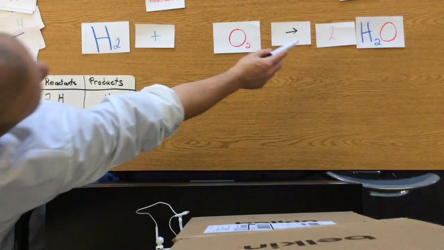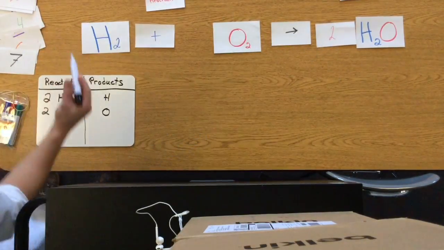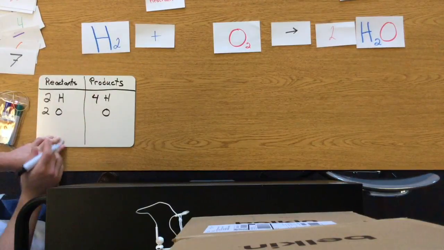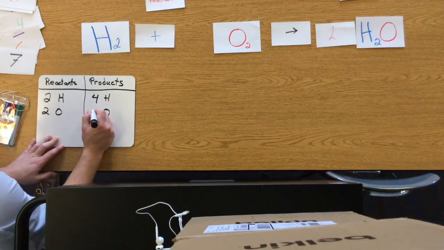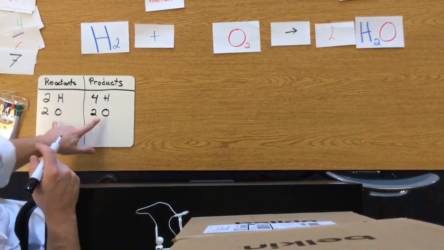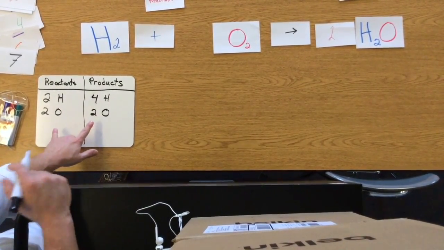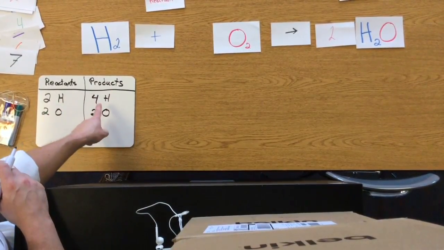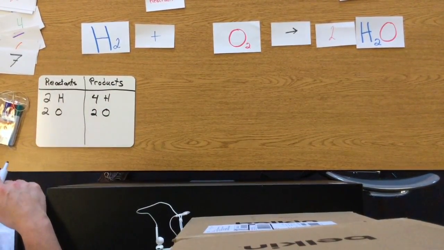If I have 2H2O, now I have 4 hydrogen over here on the product side, and I have 2 oxygen. As you can see, now our oxygens are in balance, but what's not in balance are our hydrogens. Now we have 4 on the product side, 2 on the reactant side.